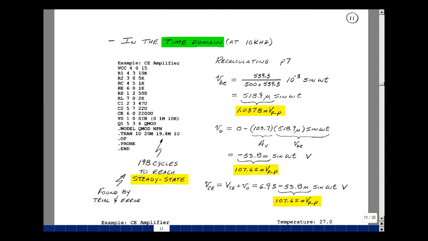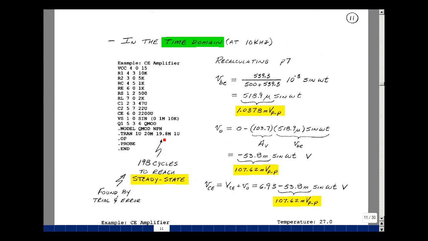Let's take a look at the results in the time domain. Let's do it at 10 kilohertz because that's where the Bode plots are kind of leveling out, not changing. So I have the same file I had before, but I'm going to replace .ac now with a .tran. Normally we put 0 here to start showing the results, but there is a long transient analysis.